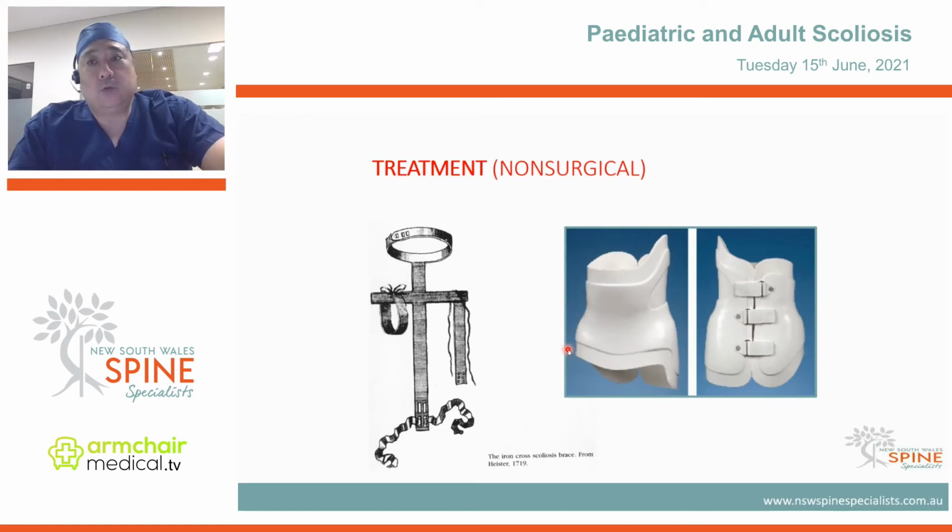In the thoracic spine, that would be 45, closer to 50. In the lumbar spine, it'll be about 40 degrees that we tend to talk about surgery. But in those patients that are not quite to that degree, then we would offer them a brace. The braces, there are different types.